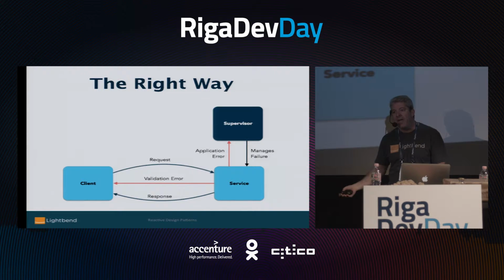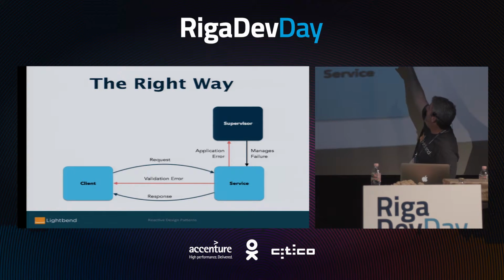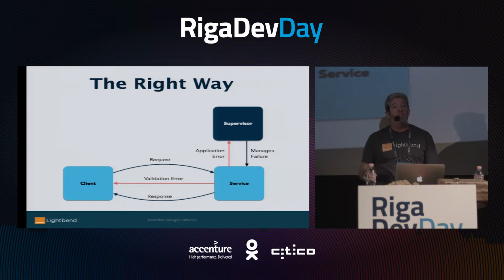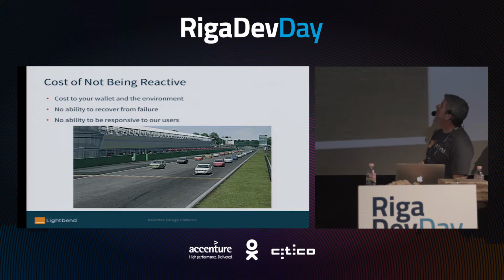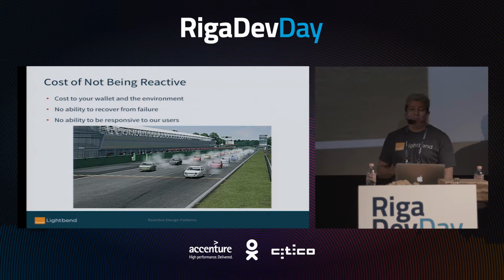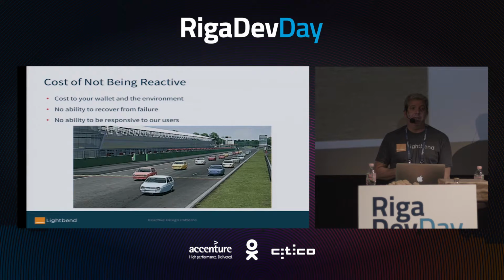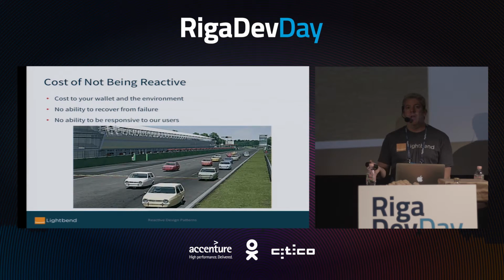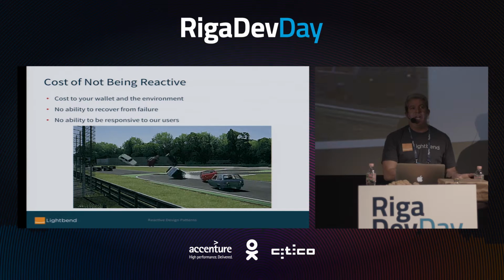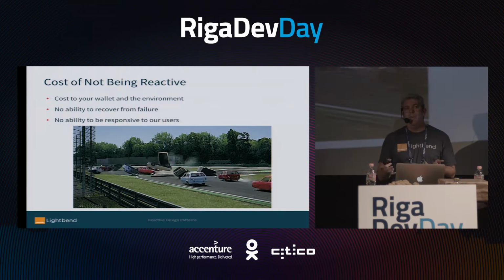You can design your API to say that's not right, or maybe even the UI so that nobody could ever do that. But you need a supervisor always watching the processes that are going to do the work as a result of that. Now, the costs of not being reactive are very tangible to your business, right? There's the cost of the wallet, because you're using more machines to do your work when you don't need to.